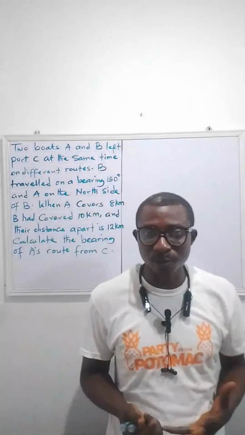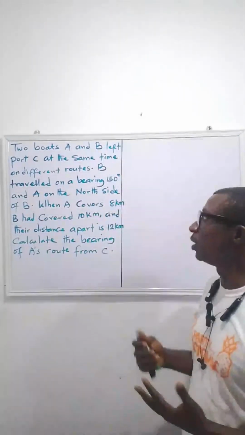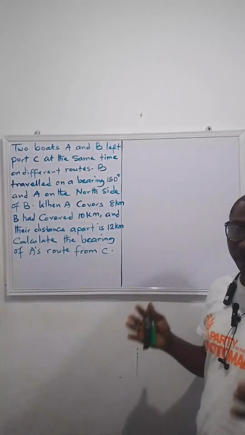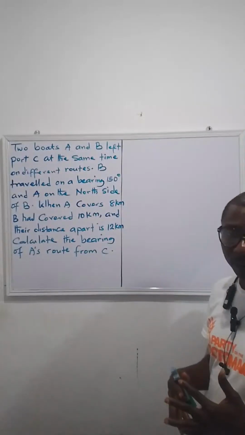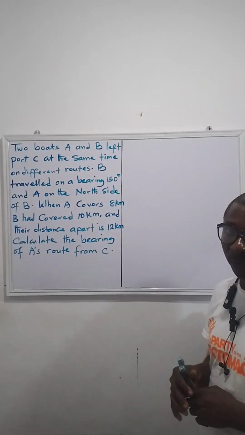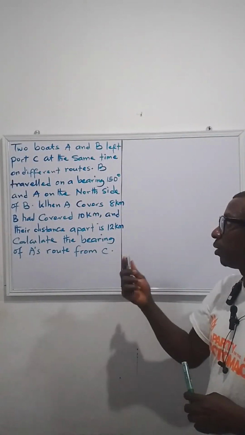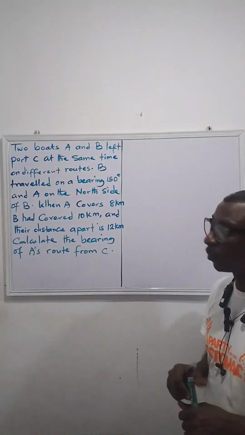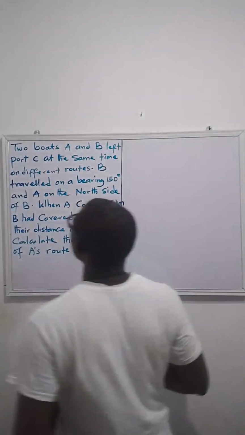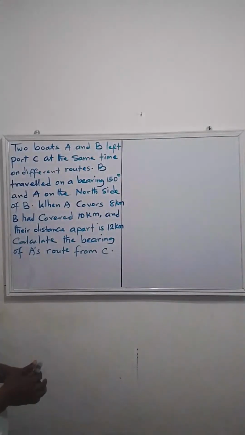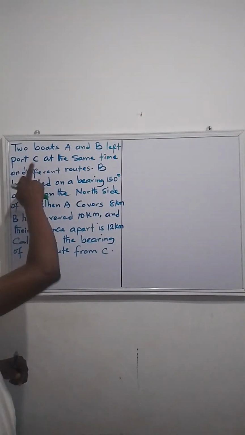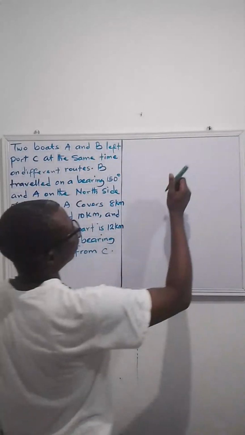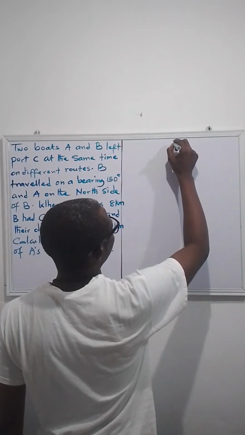So how do you answer this question? The first thing to do is to ensure that you understand the concept of the question. You can just sketch the diagram somewhere before you do your final drawing. Now the question is talking about two boats leaving a port, and that port is port C. So now let's assume we have the port here, this port C.